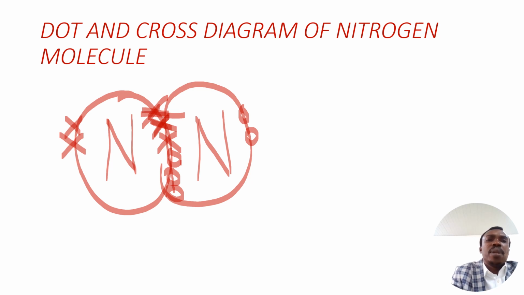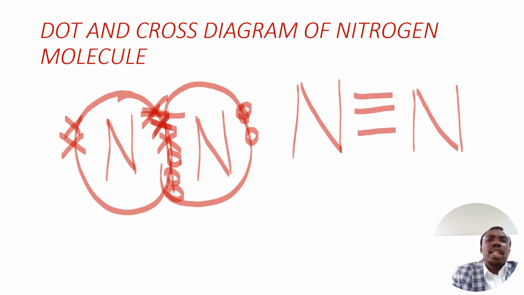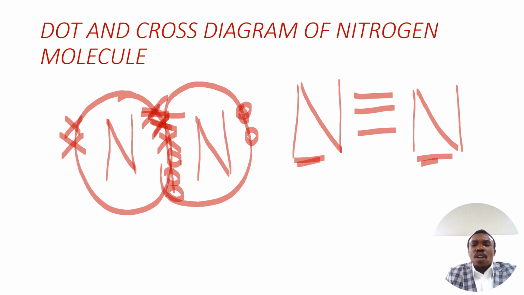So the display formula will be nitrogen triple bond nitrogen, which is an indication that each of the nitrogen atoms contribute 3 electrons for the bond formation. So this is the formation of nitrogen molecule as a covalent compound using the dot and cross diagram. So it's as simple as ABC.